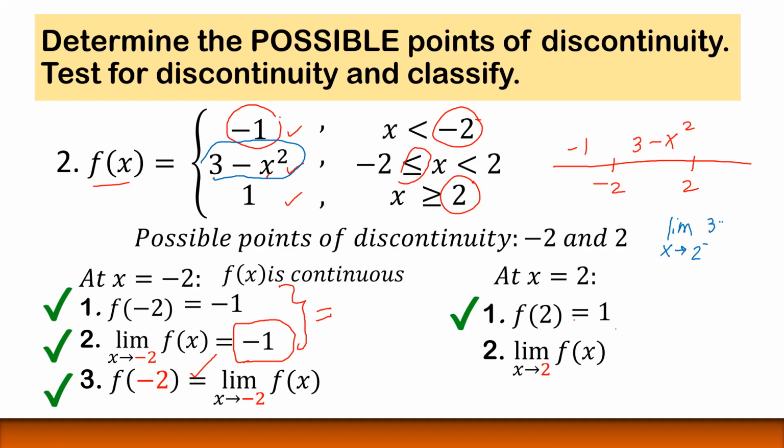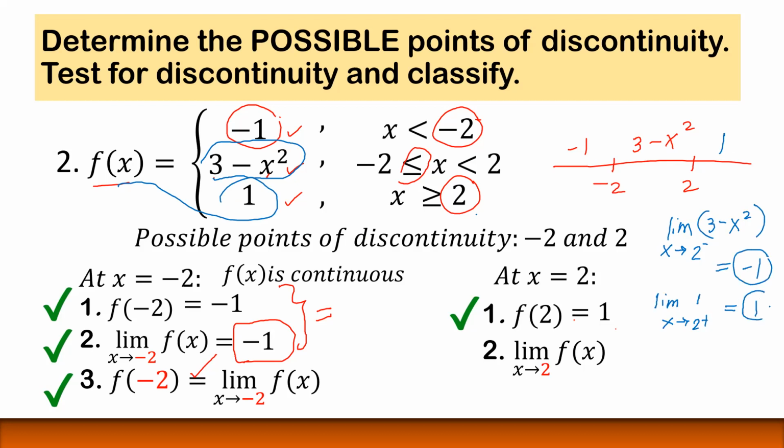We'll replace the f of x by 3 minus x squared. So this will be 3 minus 4, which is negative 1. Whereas yung limit naman, as x approaches 2 from the right, we'll be replacing the f of x by 1. Ito yun, diba? Sa greater than 2 sides. So the limit is equal to positive 1.